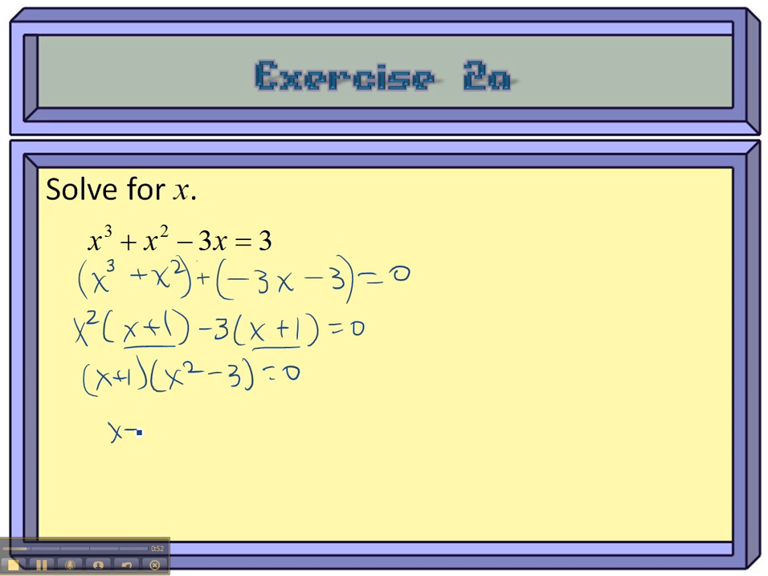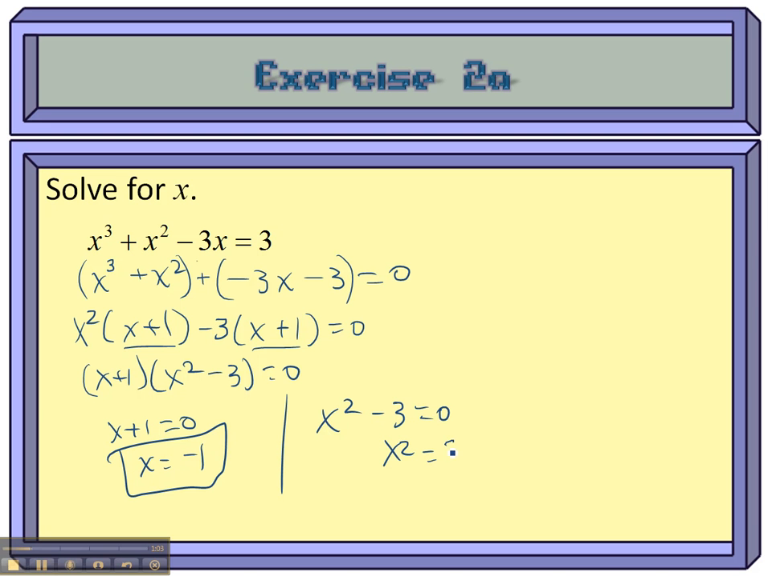So x plus 1 equals 0, so x is negative 1. Or x squared minus 3 equals 0. Add the 3 over. Take the square root, so x is equal to plus or minus square root 3. Okay.